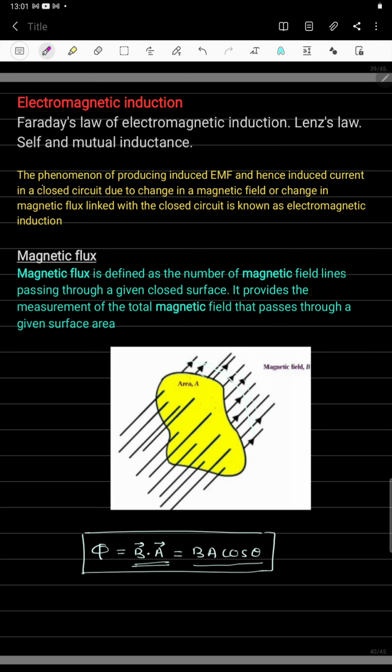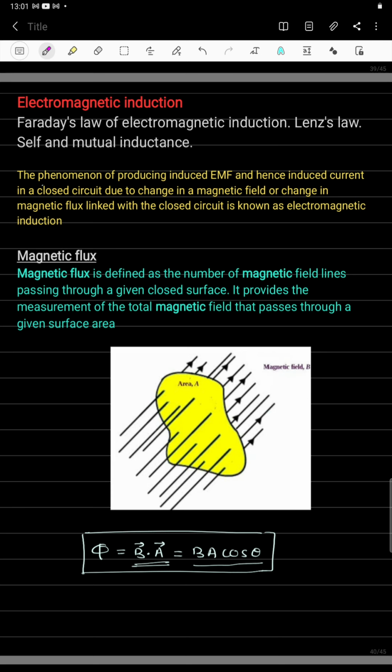Through this closed circuit, the number of magnetic field lines passing through it gives the magnetic flux. If the lines are passing out of this closed surface, that is not going to produce any magnetic field through that coil, so we cannot get any induced EMF in the circuit. Here the number of field lines passing through it produces the induced EMF. That is nothing but electromagnetic induction.